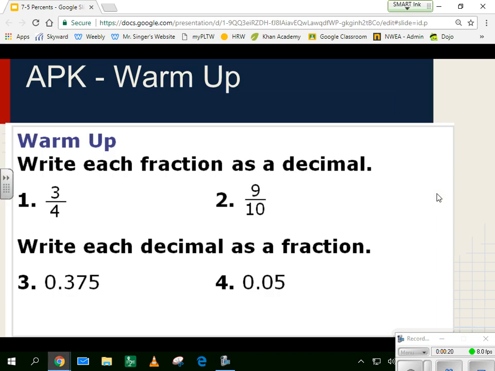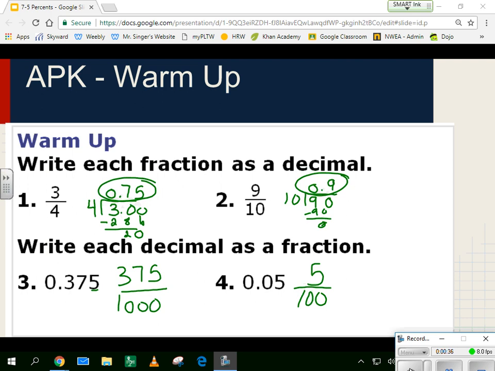Here is your warm-up. You got 4 questions I want you to try your best at. Take number 1 and 2, and try to write those as a decimal. And then write each decimal as a fraction. These are things we're going to be doing in class, but I want to see how well you can do it ahead of time.